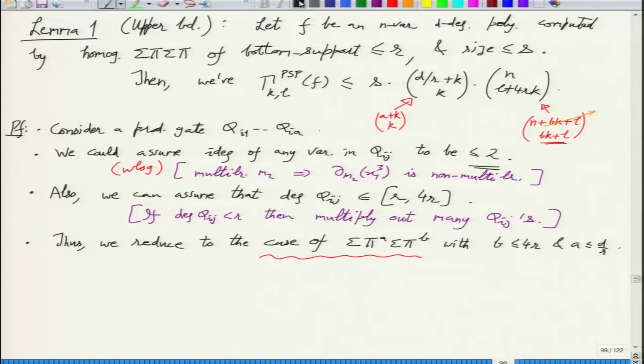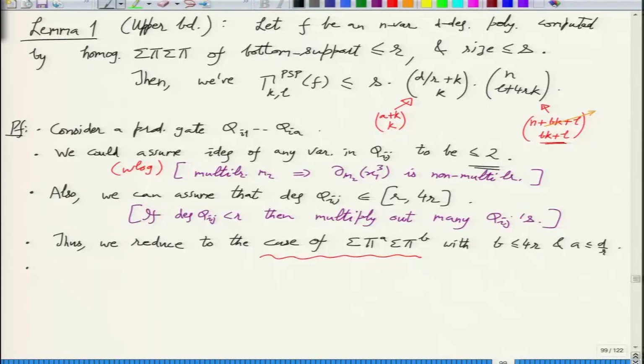A and B I have defined here, where A is less than or equal to D by R and B is less than or equal to 4R. This we get because of the measure definition. So for the purposes of proving the upper bound, we get these assumptions. Originally the product fan-ins could have been arbitrary. So in a way, only those product gates contribute that are well behaved. Other product gates we just ignore because they will not contribute to the measure.